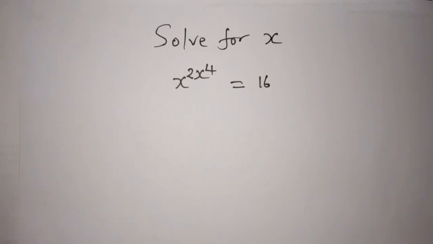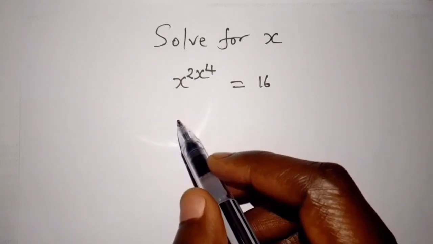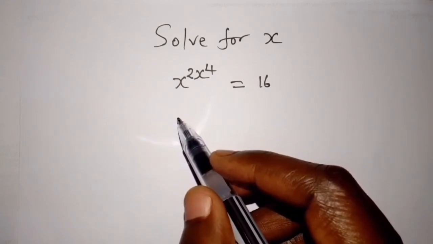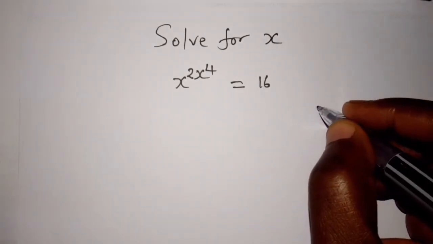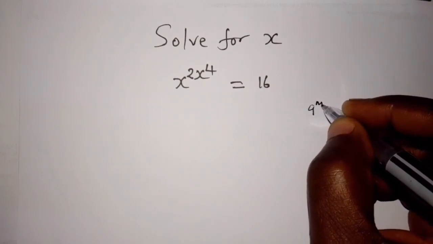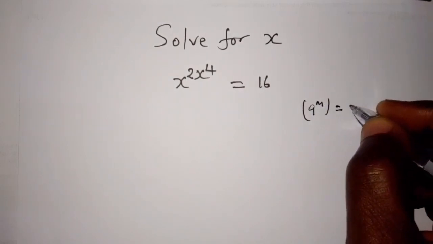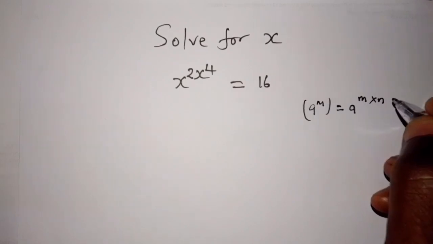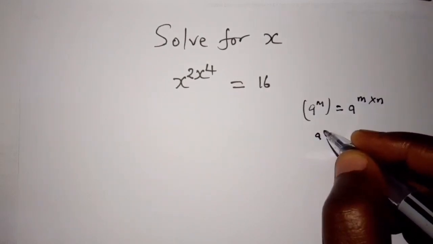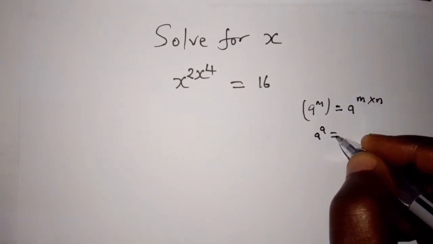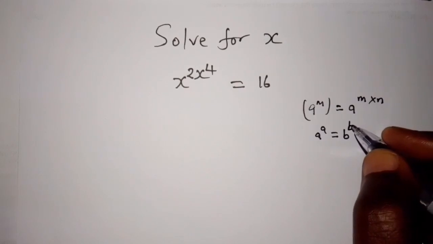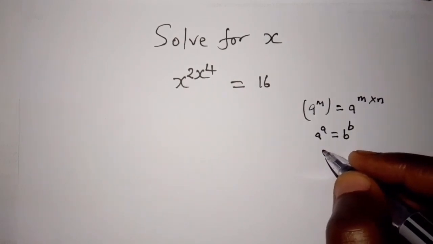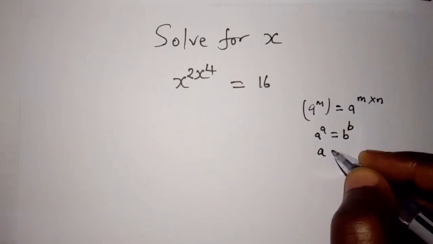Solve for x. x power 2x power 4 is equal to 16. We want to solve this problem using two rules. The first one is a power m, to the power n, is equal to a power m times n. The second one is A power A is equal to B power B, which implies that A is equal to B.